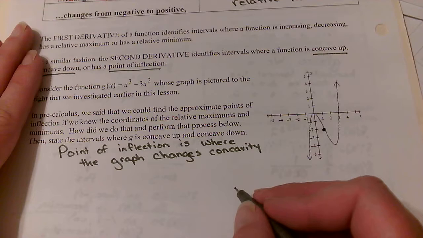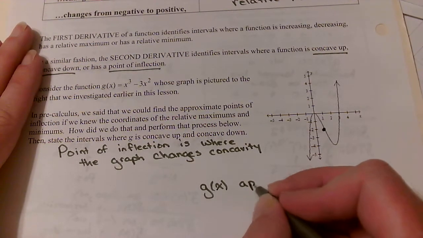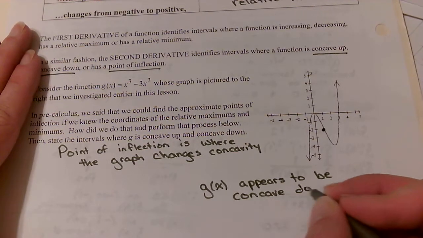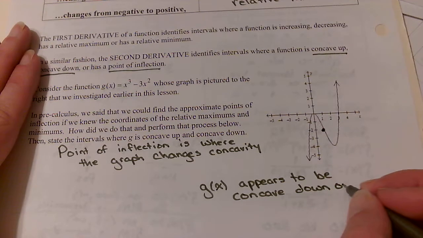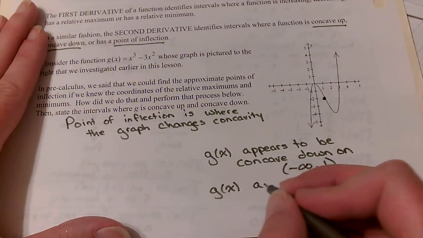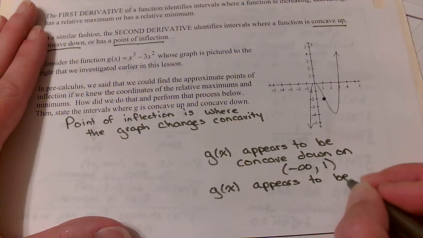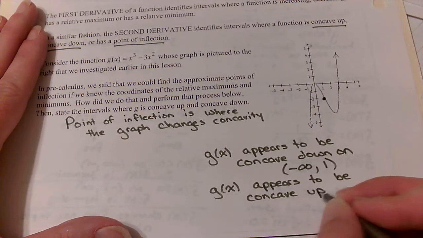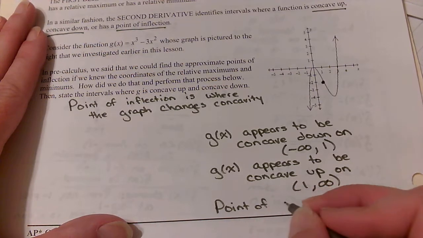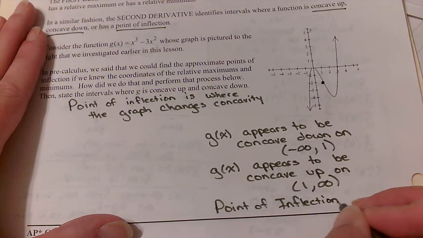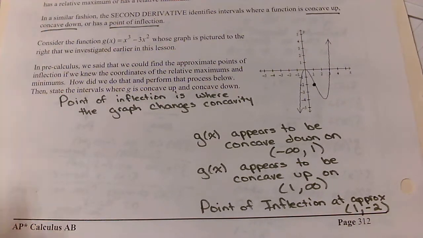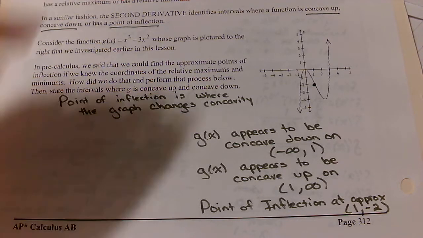So we would say that g of x appears to be concave down on the interval from negative infinity to 1, and g of x appears to be concave up on the interval from 1 to infinity, with a point of inflection at approximately 1, negative 2.